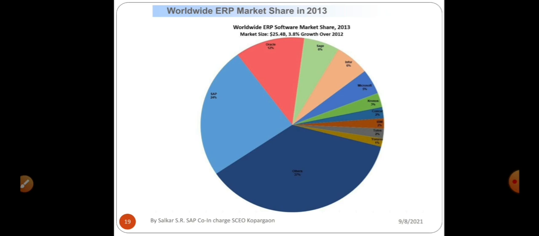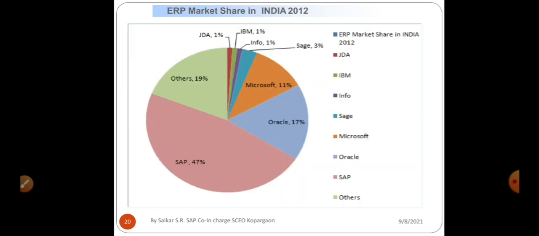So here is the worldwide ERP market share in 2013. A survey was made to see the market share of these different ERPs which we have seen. It was found that SAP covered 24% of the market share worldwide in 2013. The ERP market share in India was surveyed in 2012, and it was found that SAP covers 47% of the market share as compared to the other ERPs.